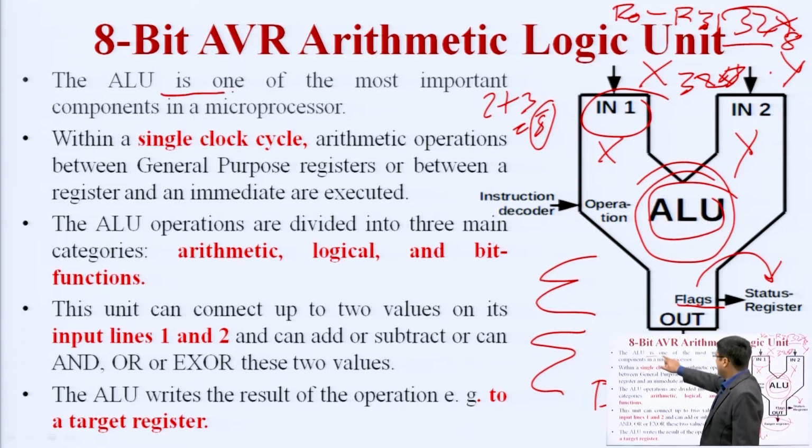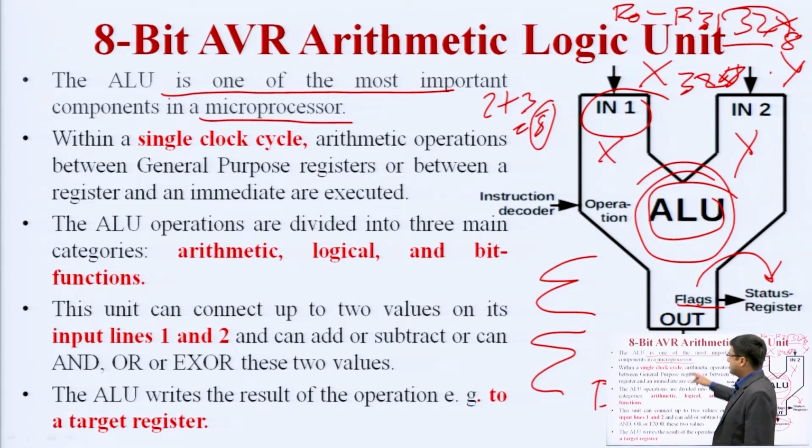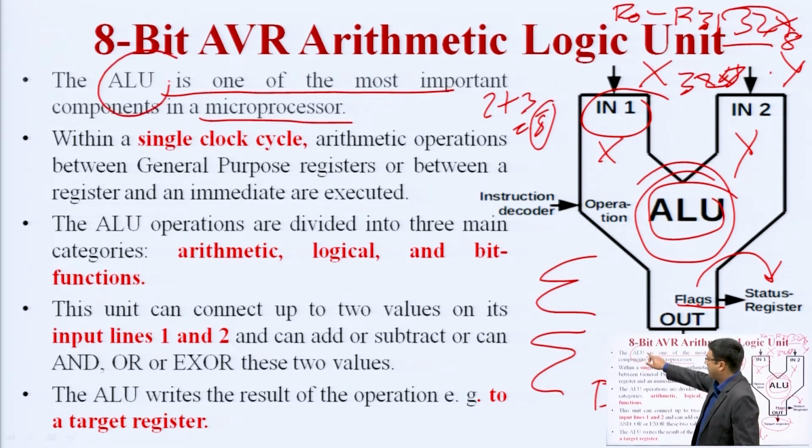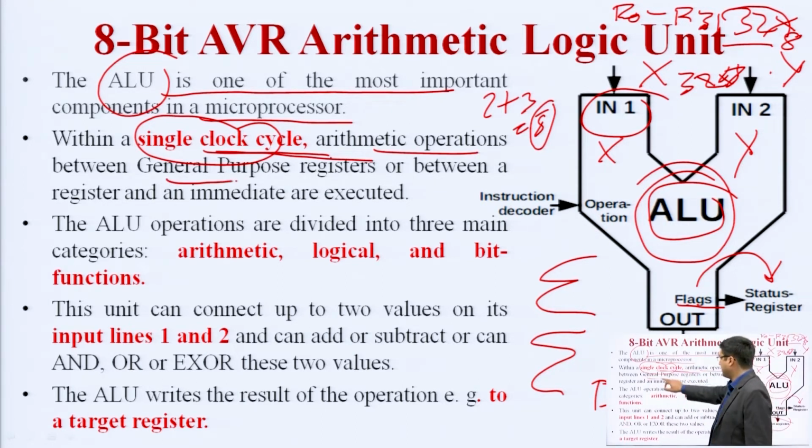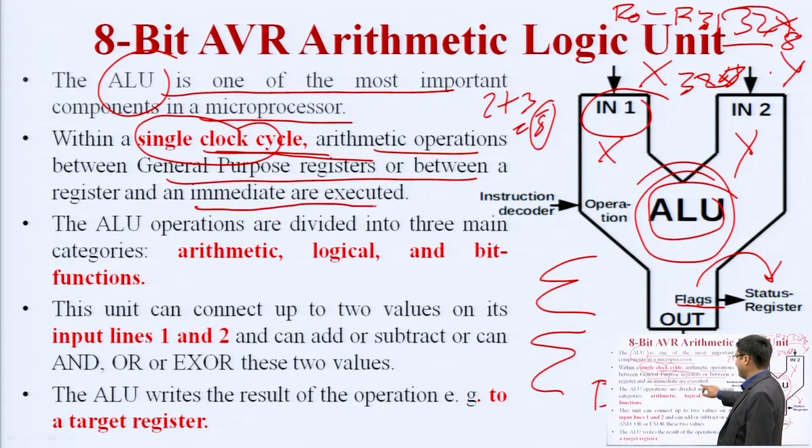ALU is one of the most important components in a microprocessor. Without the ALU, any processor cannot work. Why? Because in any processor, you need to do some arithmetic and logic operations, and these operations are carried out by the ALU unit. Within a single clock cycle: what does a single clock cycle mean? Every microcontroller needs some clock pulses to execute, and these clock pulses are provided by the crystal oscillator, as we have seen in our previous lectures.